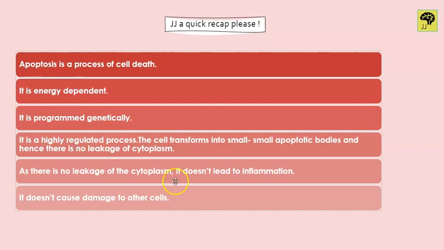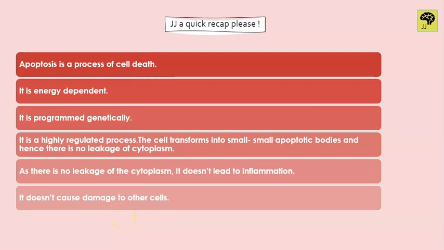The cell which is undergoing apoptosis transforms into small apoptotic bodies. So if it's a big cell, it gets transformed into small apoptotic bodies which contain the cytoplasmic content. That means there is no leakage of cytoplasm because all the content is stored within the apoptotic bodies. As there is no leakage, of course there won't be any cellular matter surrounding the portion where apoptosis is happening. So there is no inflammation, because inflammation is a response to something that is not naturally occurring, right? And it doesn't cause damage to other cells.